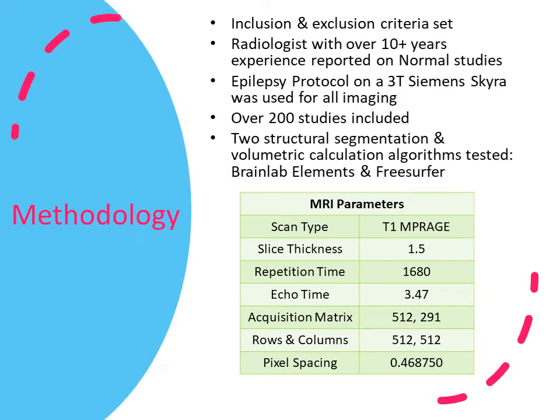Clinicians were consulted to establish criteria for patient selection. Over 200 subjects with scans reported as normal by a radiologist with more than 10 years' experience were included. All patients underwent the same protocol on a 3T Siemens Skyra MRI with the same parameters shown here in the table. Two different structural segmentation and volumetric calculation algorithms were tested.